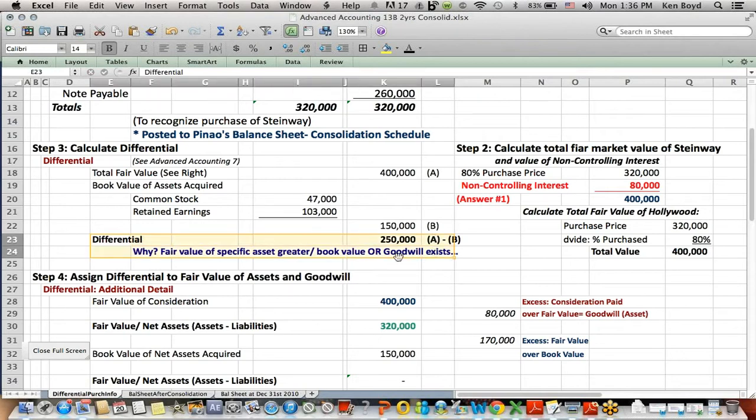And we say that the differential gets assigned to one of two places. It gets assigned based on the fair value of specific assets that are greater than their book value, and any price paid above that creates goodwill. So step four is let's assign the differential to both the fair value of assets and goodwill.